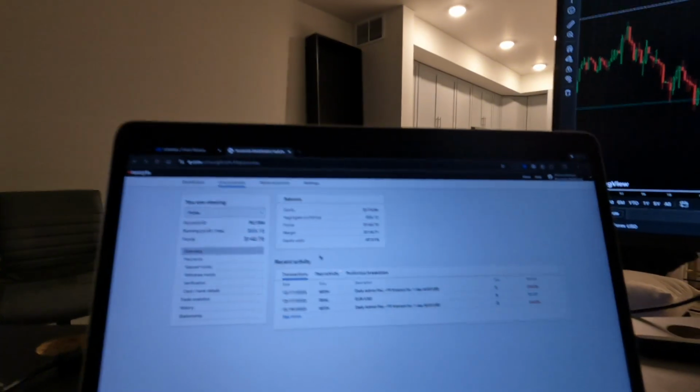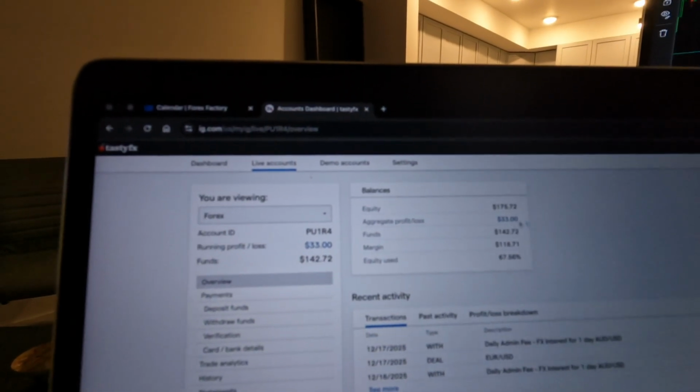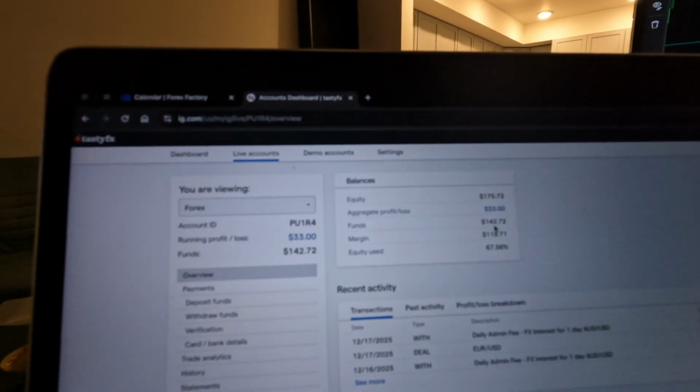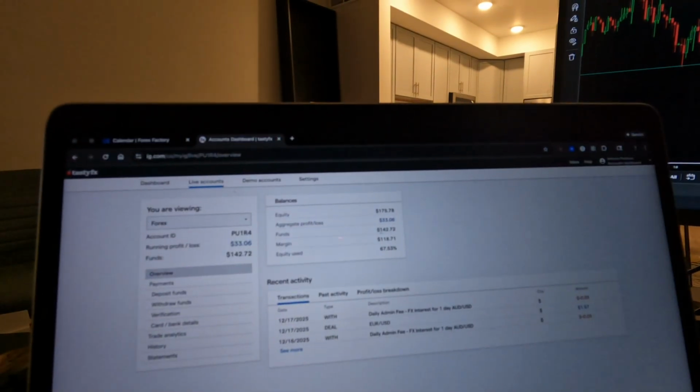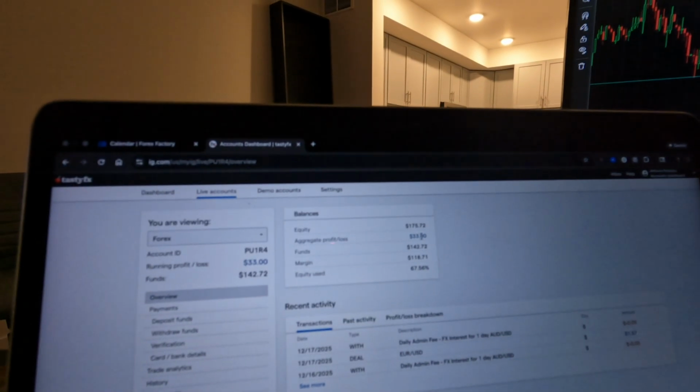I am going to be adding money, but something you guys have to understand is this: where it says funds, that's the amount of money I put into my account. So if I deposit another $150, let's say this was 150 and I deposit another 150, it will say 300, and any profits will be added right here.